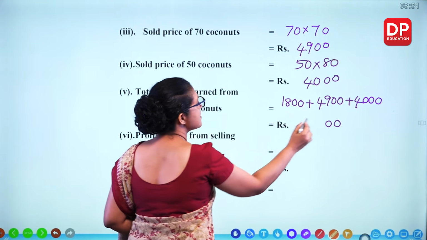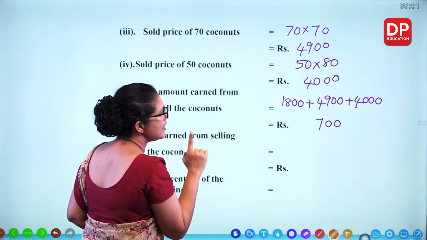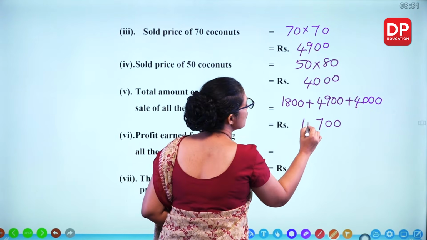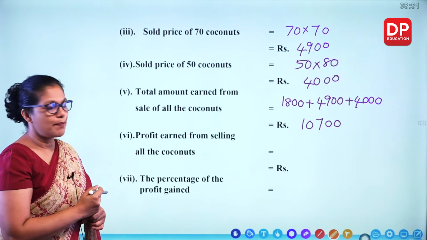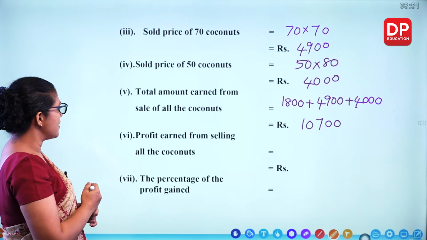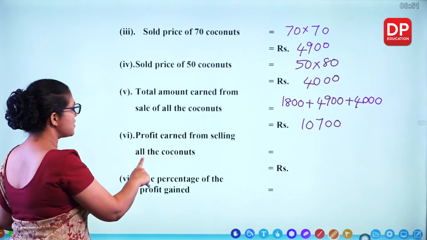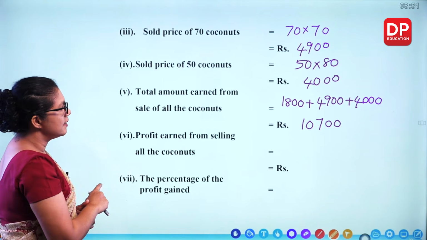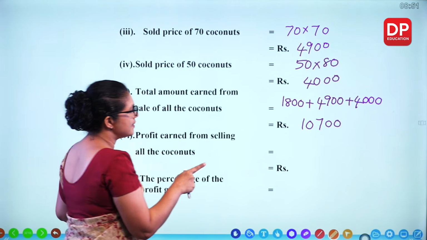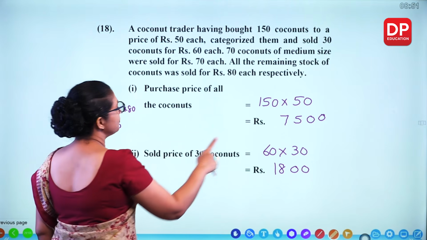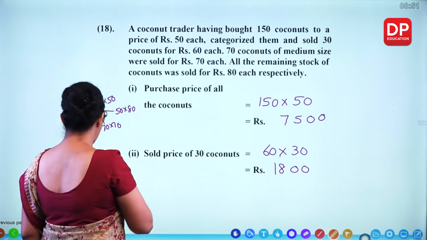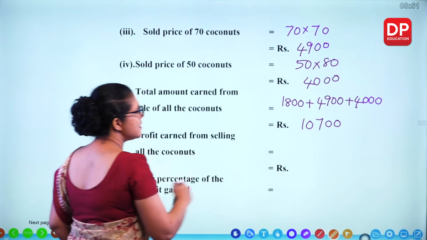9 plus 8, 17. 1 remaining and 10. So, that's the answer. That's the total selling price, 10,700. So, profit earned from selling all the coconuts. So, the selling price is this. What's the buying price? 7,500. So, take the difference.